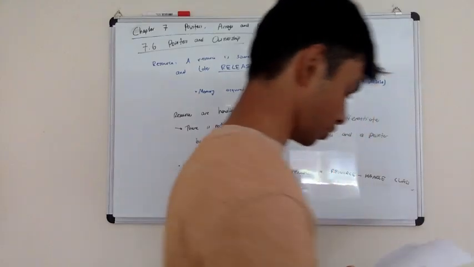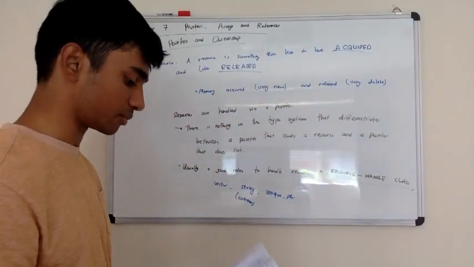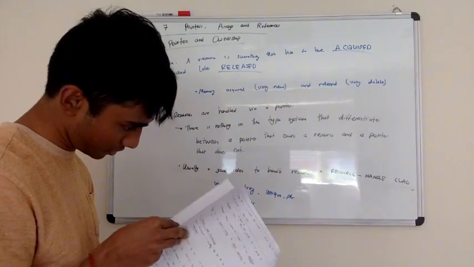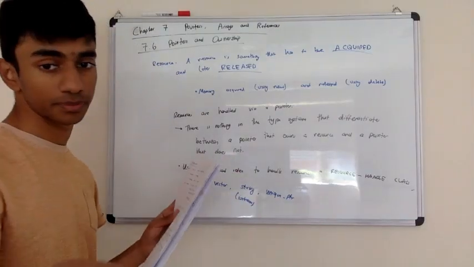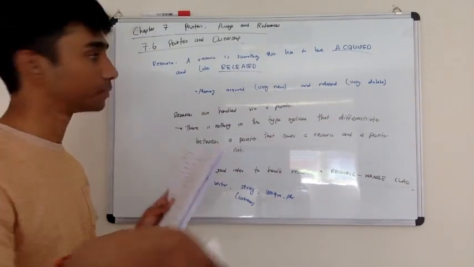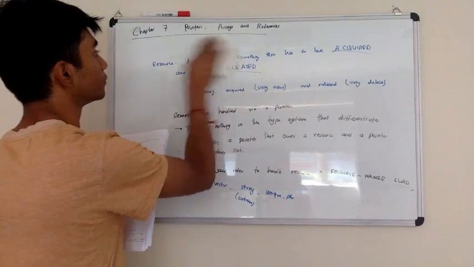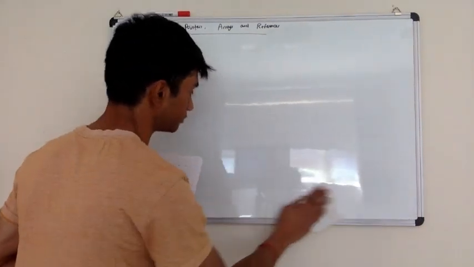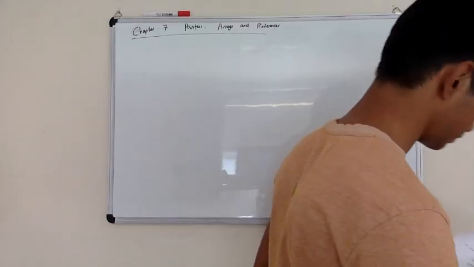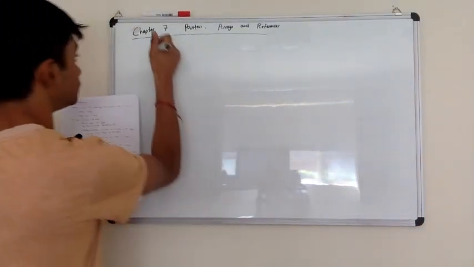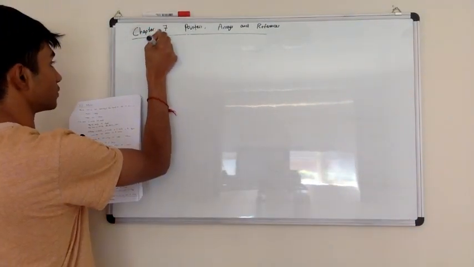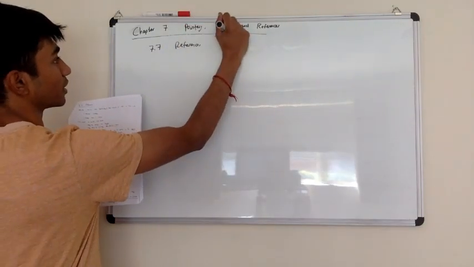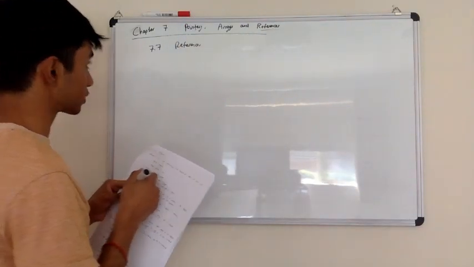Now we conclude with 7.7, but unfortunately 7.7 is still quite chunky. There's like 8 pages associated with 7.7, so you might be here a while still. We've talked about pointers, we've talked about arrays, and now we're on the last bit regarding references.